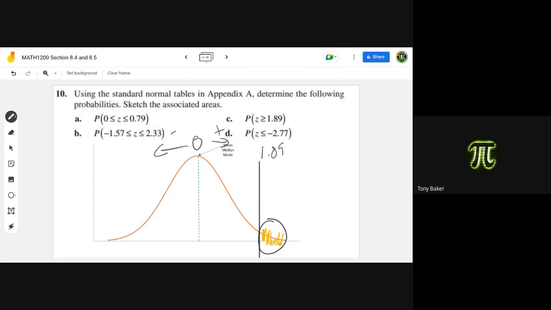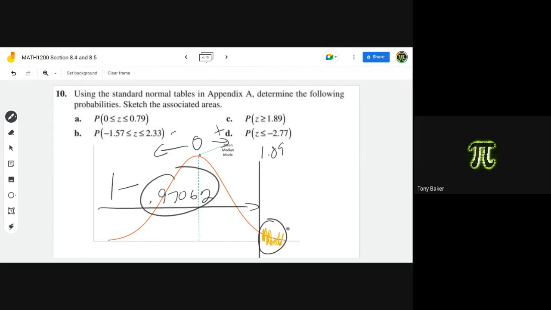Okay, so on your table, find the 1.89, which is 0.97062. Now, I want just the little spot on the other side of that, right? So what's the whole probability? What's the entire graph going to give you if you're at 1, right? So I want everything except for that. So I'm going to do 1 minus that.